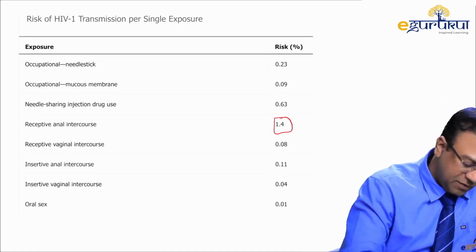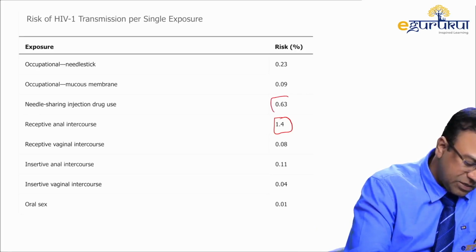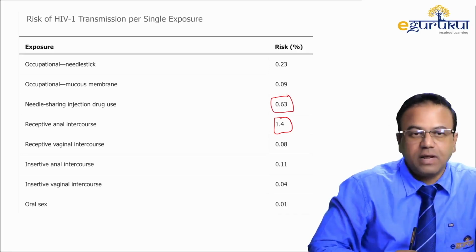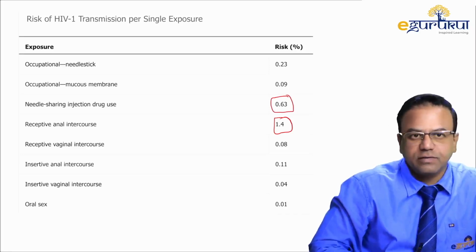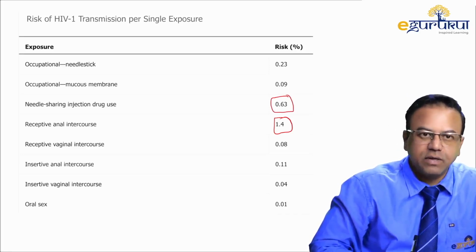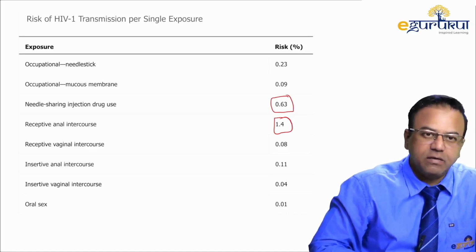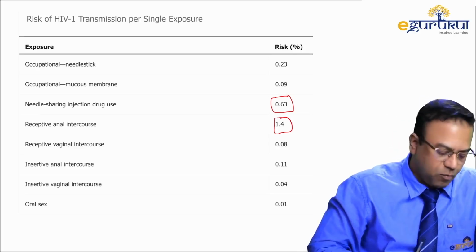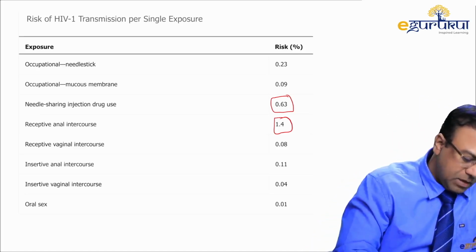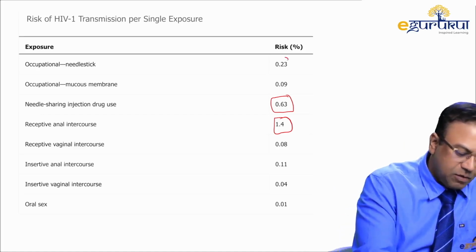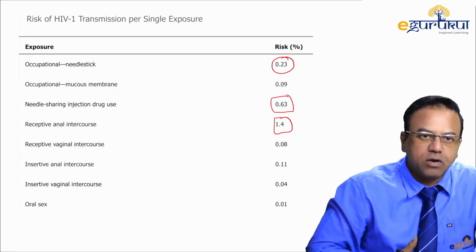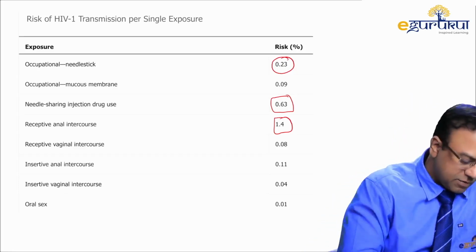Following this, you have needle sharing, needle sharing among IV drug abusers. Don't forget, this is not healthcare workers. For healthcare workers, the risk is quite less. It's around 0.3%, that is, needle stick injury is 0.3%. But needle sharing with IV drug abusers, that risk is significantly there. It is around 0.6%. This is what I was telling you. Healthcare personnel, around 0.23% or around 0.3% is generally what is accepted across the various references.